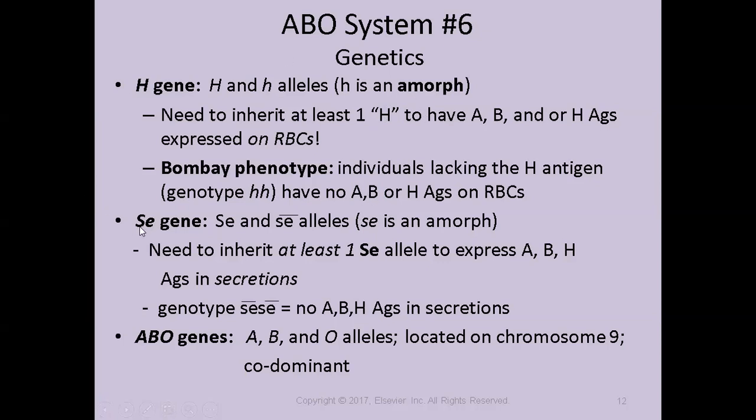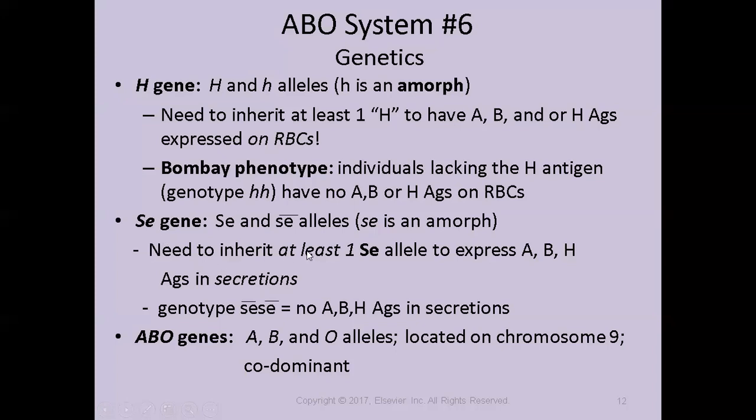So when we move on to the secretor gene, big SE is kind of like the big H, except remember this is related to secretions like saliva, and there's a little SE. You can see I put a line over little SE, and the reason I did this is because small case s and big case s look very similar, so when you see a line over it, you know it's the smaller case. Just like little h is an amorph with no detectable gene product, little SE is an amorph to big SE, so there's no detectable gene product from little SE.